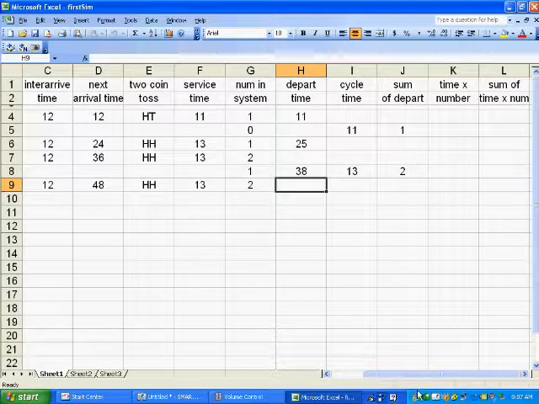Any ideas? If you look at my data, I guess we should have the same data. If we look at the data, what would be our estimate of the average cycle time per customer? Yes, 12.